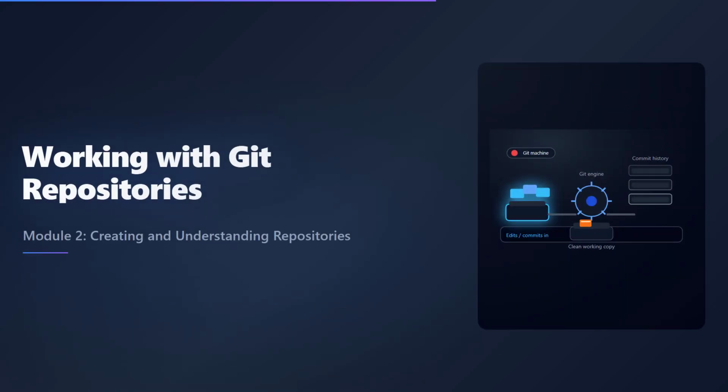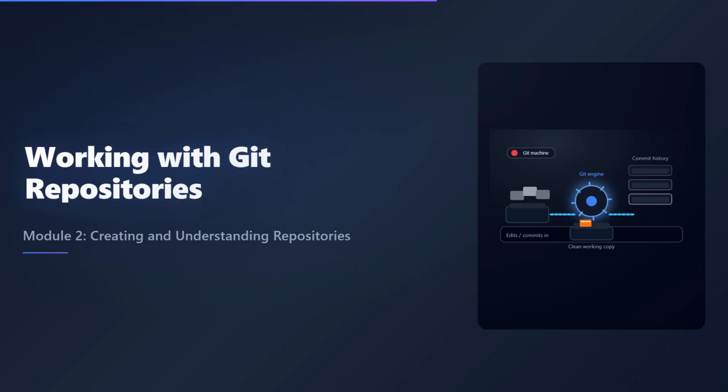This module covers Git repositories, the core storage units for your projects. You learn how to create a repository, what happens inside it, and how Git organizes your project files and history.